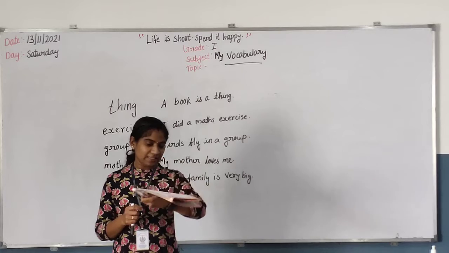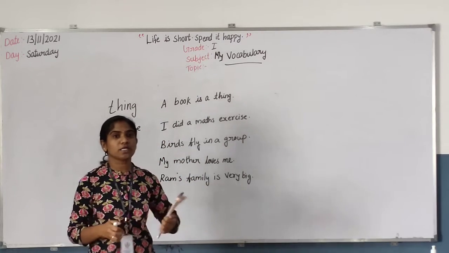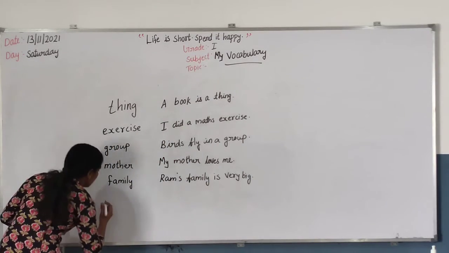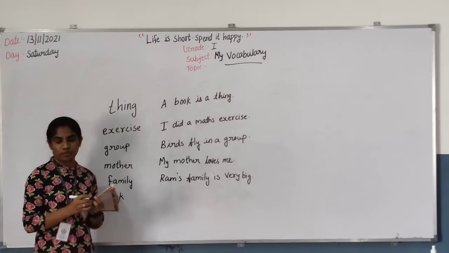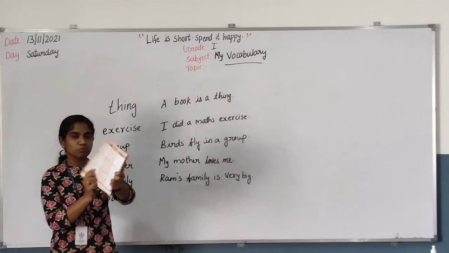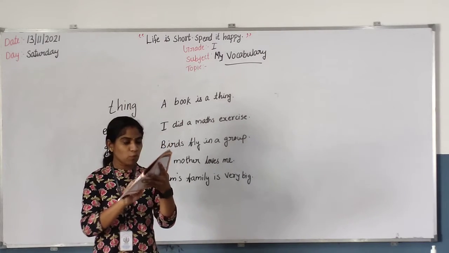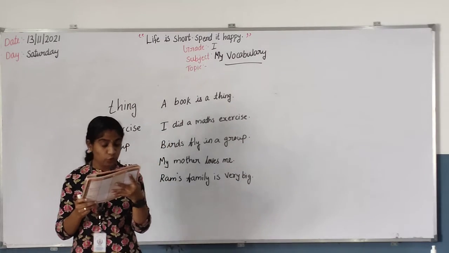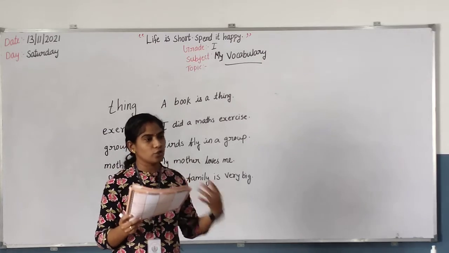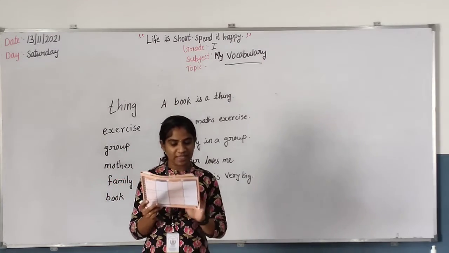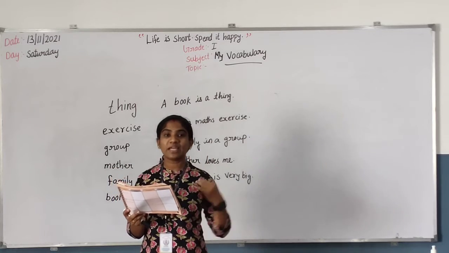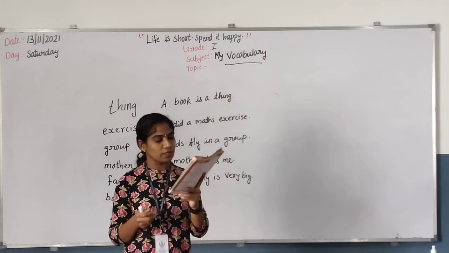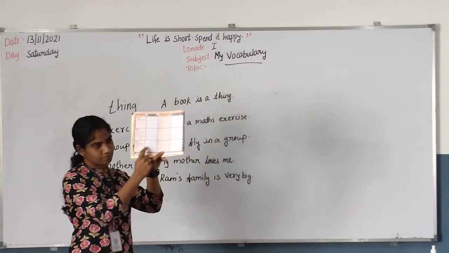Understand? Then next we have book. B-O-O-K, book. Write down here book. What is a book? A book is something you read, write, or draw on. It means in a book we can write, we can draw something, and we can read also. That is a book.